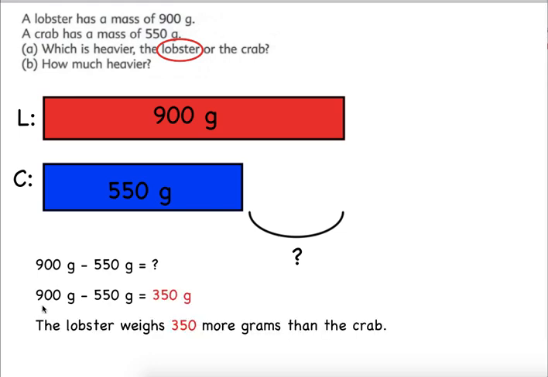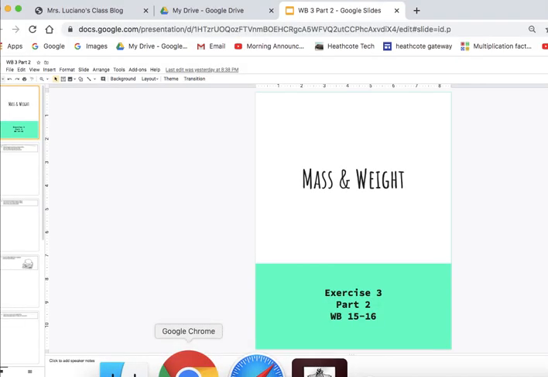900 grams minus 550 grams equals 350 grams. So now I'm going to use that information in a word sentence. The lobster weighs 350 more grams than the crab. So let's take a look at the work that you have today.